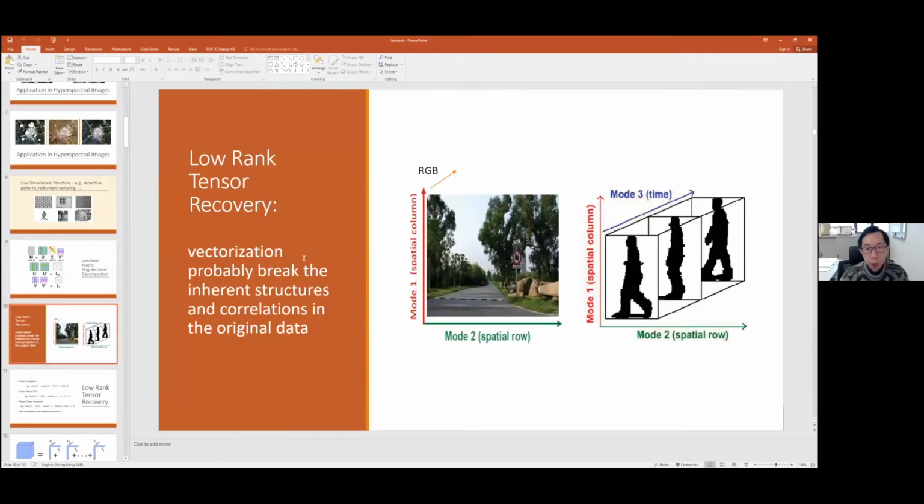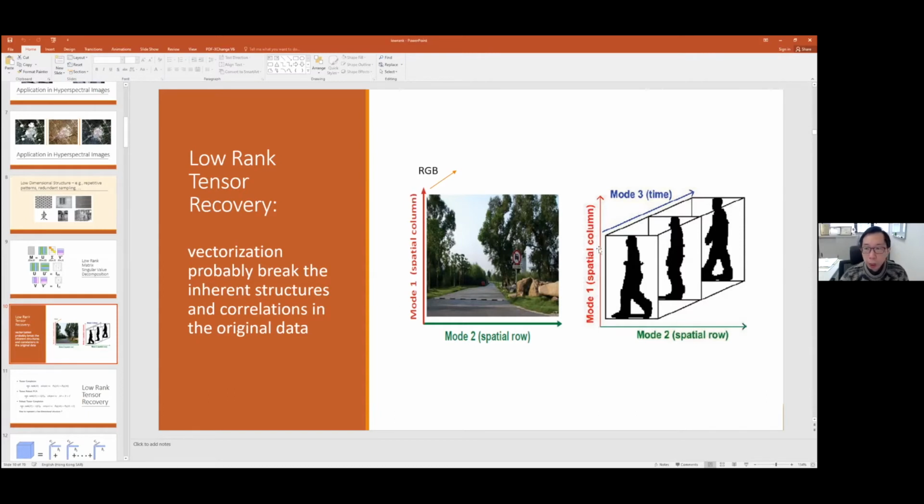But of course, our agenda is that we are interested in low rank tensor recovery. That means given a cube, or even 4D or 5D, and so on, how do we make use of this for low rank tensor recovery? How to define the low rank?